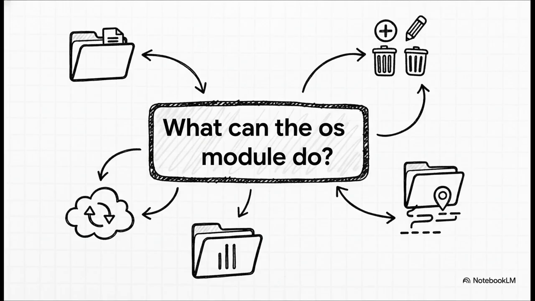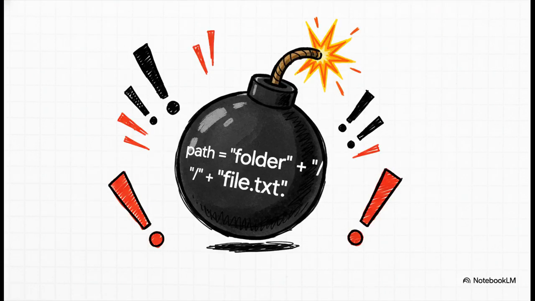A ton. You can make new folders, delete old files, rename things, all with a single line of Python. You can ask, hey, where am I running from right now? And os.getcwd will tell you. You can peek inside a folder with os.listdir. And this is a big one. You can access environment variables. That's where you store secret stuff like API keys so you don't have to hard code them in your script. Super important.